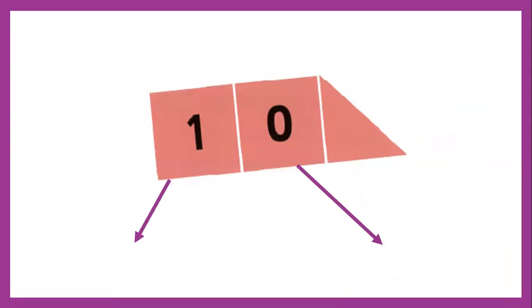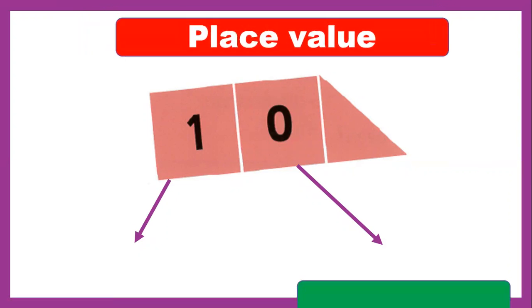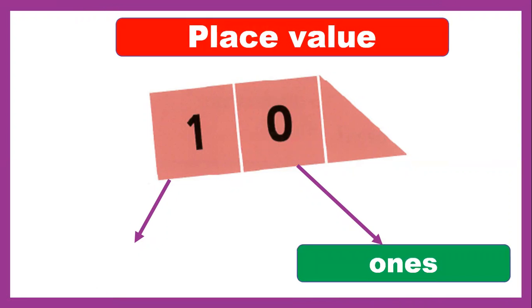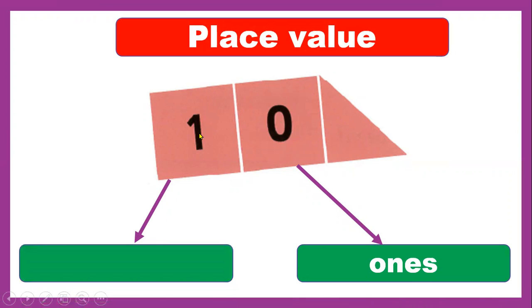So as you can see, we have two numbers. This is the number 10. Our first number, 0, we call it ones. And the 1 is the tens. So our today's topic is about ones and tens. This is the place value. The 0 place value is ones and the 1 place value is tens.